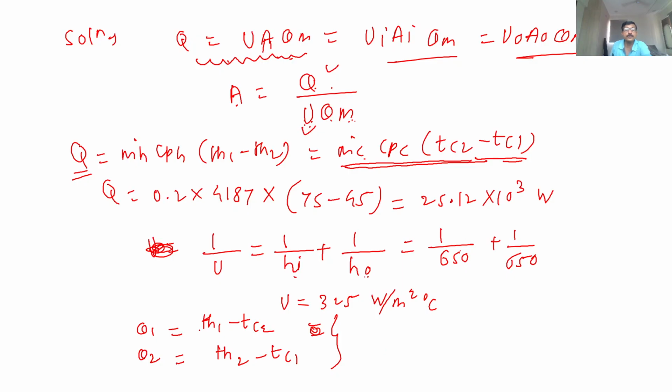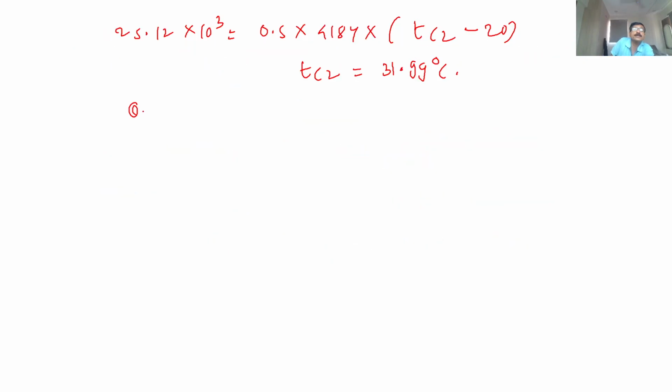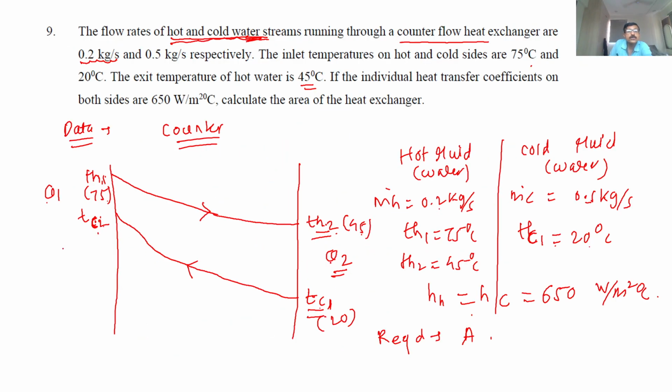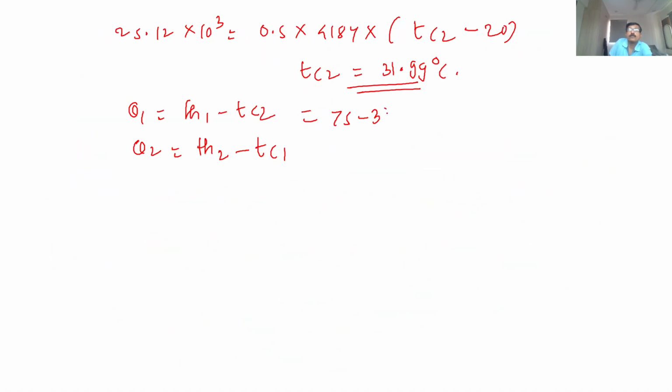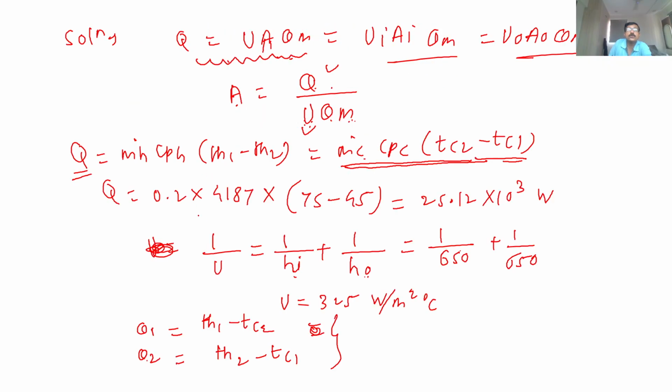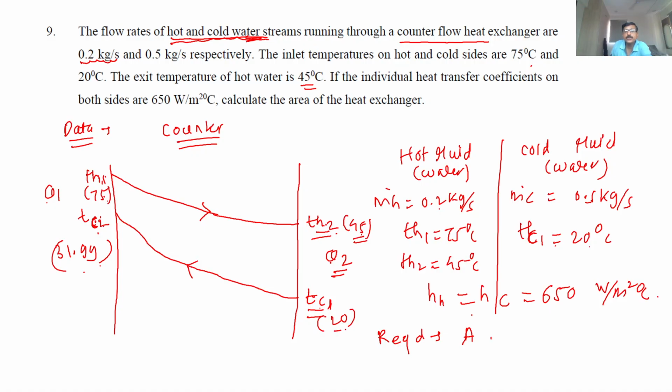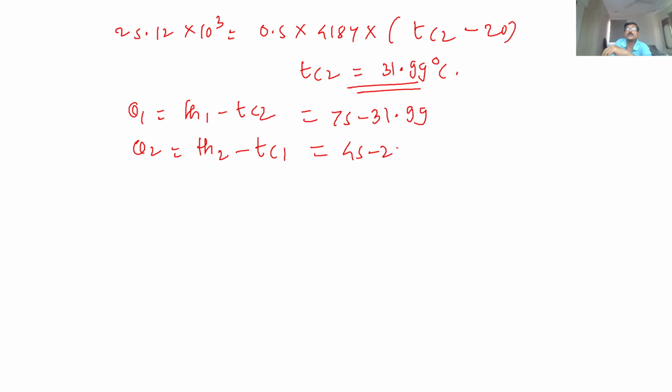Now all 4 temperatures are known, so you can calculate theta 1 and theta 2. What is theta 1? TH1 minus TC2. And theta 2 is TH2 minus TC1. This TC2 I will put on the diagram, 31.99. So theta 1 is 75 minus 31.99, and theta 2 is 45 minus 20. This is the benefit of writing all the values on the diagram; theta 1 and theta 2 can be easily calculated.